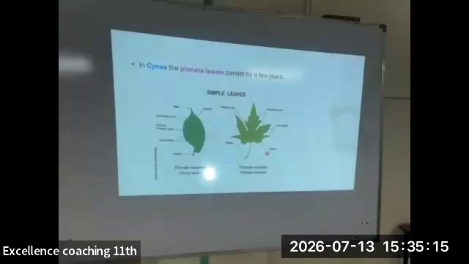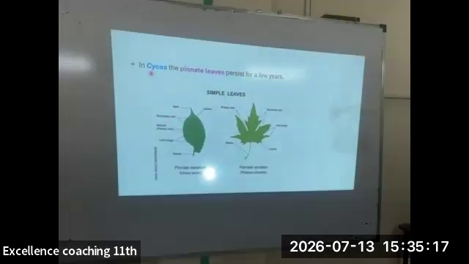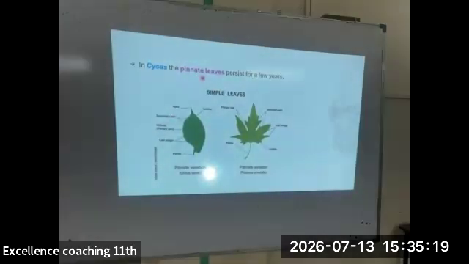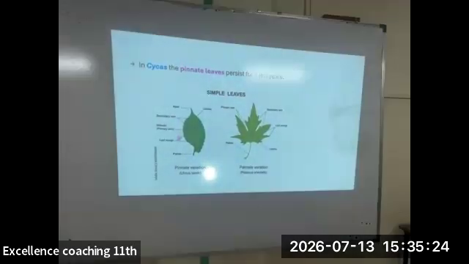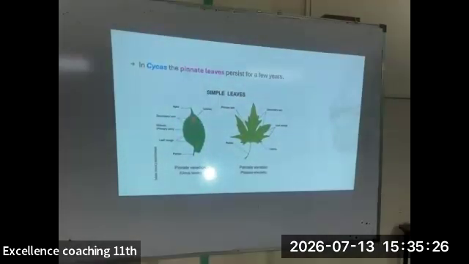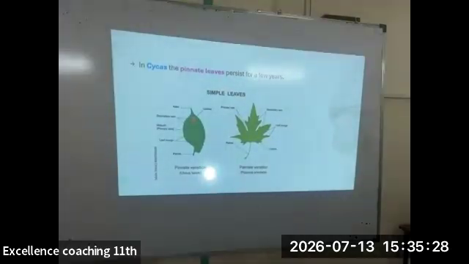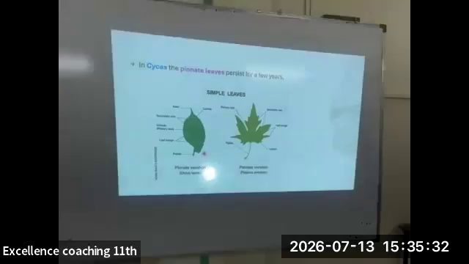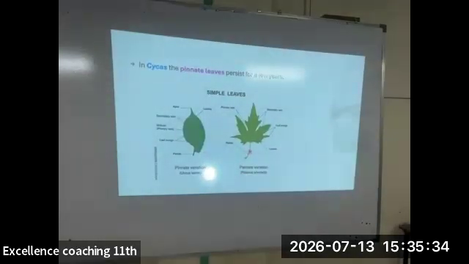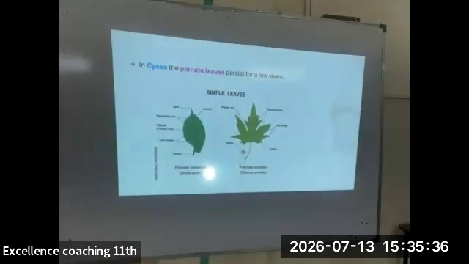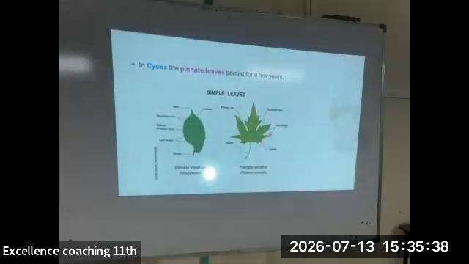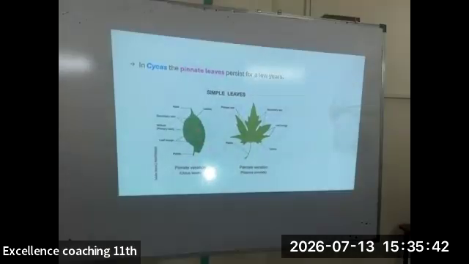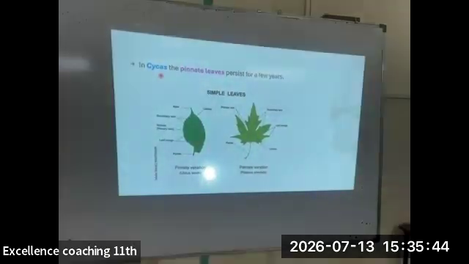Then next is Cycas. Cycas has pinnate leaves which persist for a few years. What do you mean by pinnate leaves? This is a pinnate leaf. It has a slightly rough margin. This outer edge is called the margin. This is palmate. This is one leaf, and this is also one leaf, but this is palmate and this is pinnate. Pinnate type of leaves are present in Cycas.